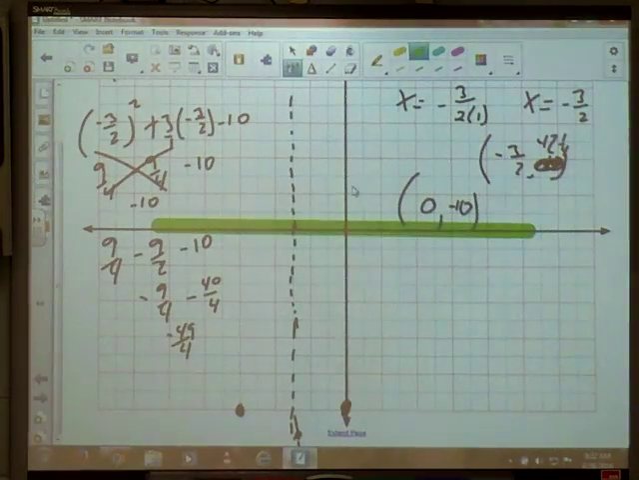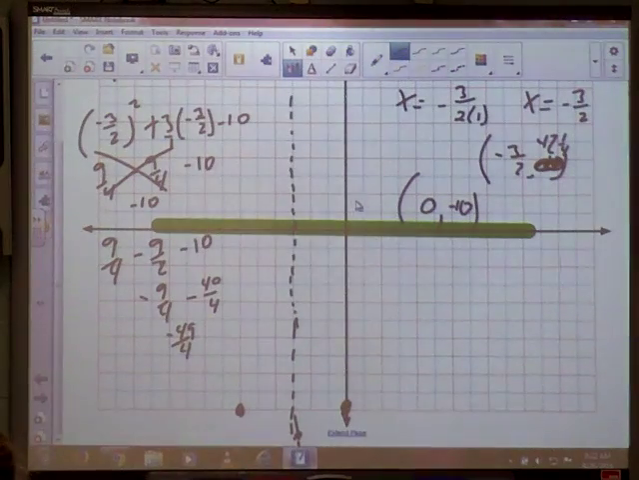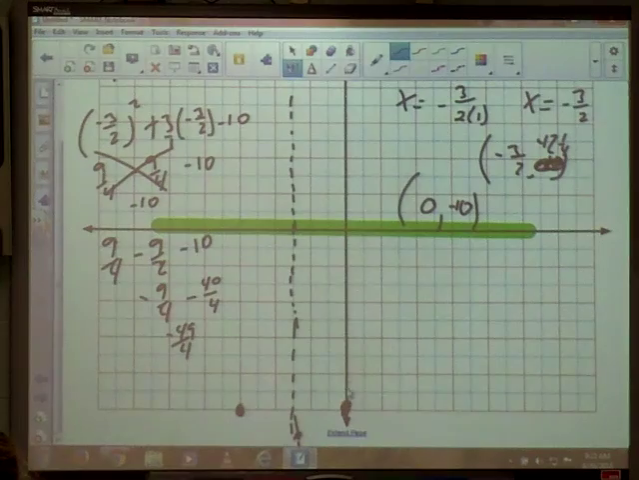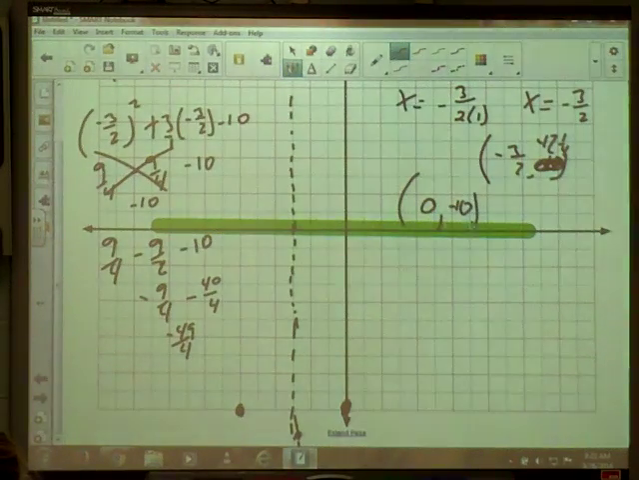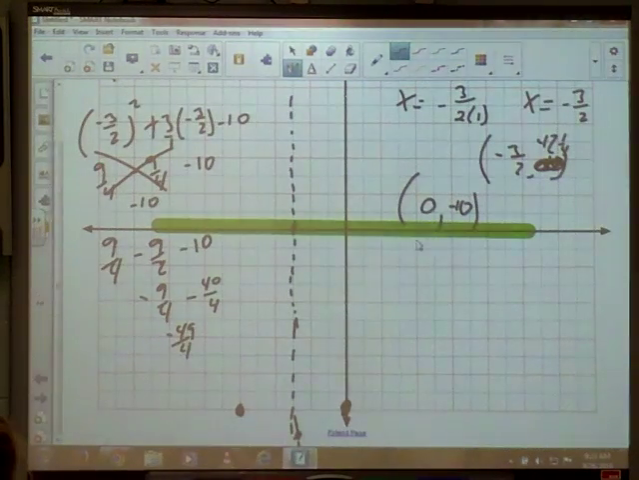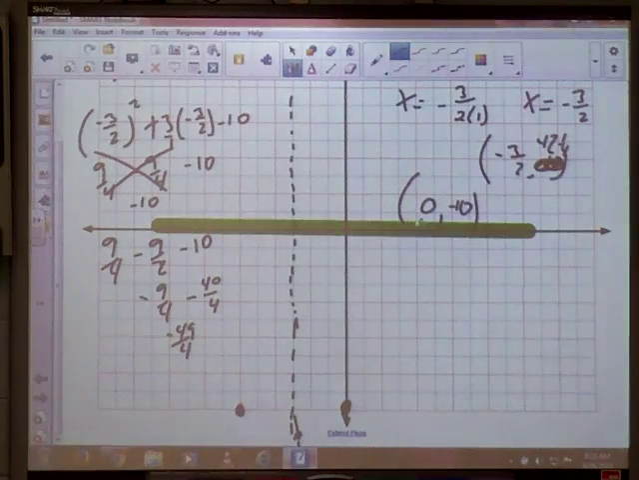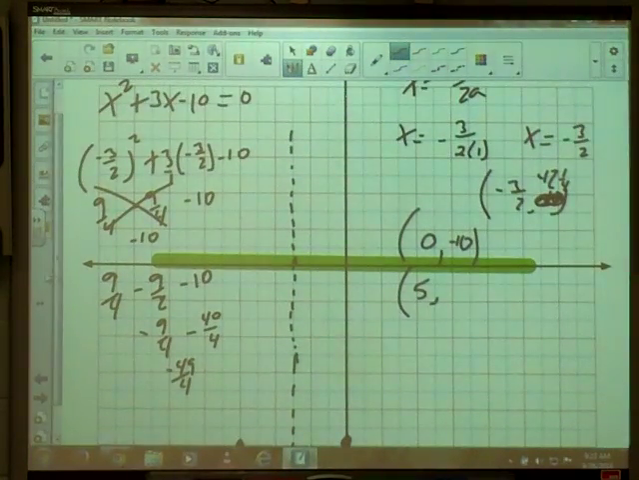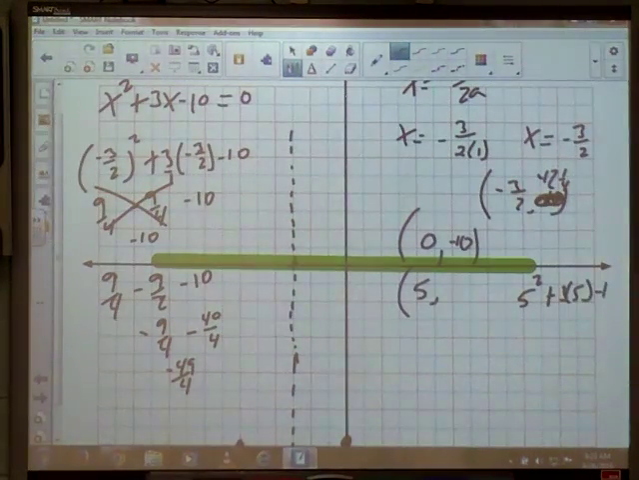So I need to get closer up here. This 0 got me down 10. So what can I plug in over here on the x-axis that'll get me closer to 0? Like, plug a 5 in, a 4 in. What's a good guess on what to plug in that's going to get me up there closer? 5. We'll plug a 5 in. So it's going to get me 5 squared plus 3 times 5 minus 10.